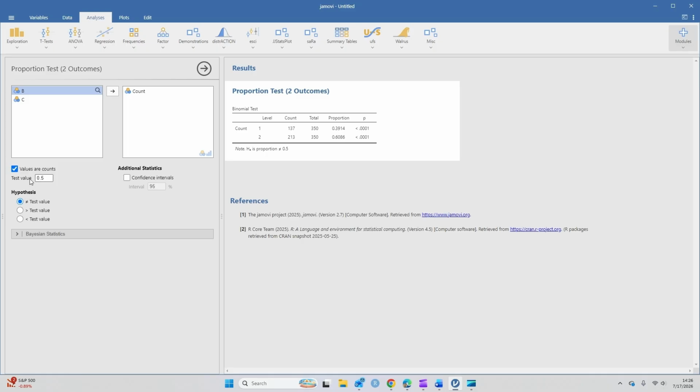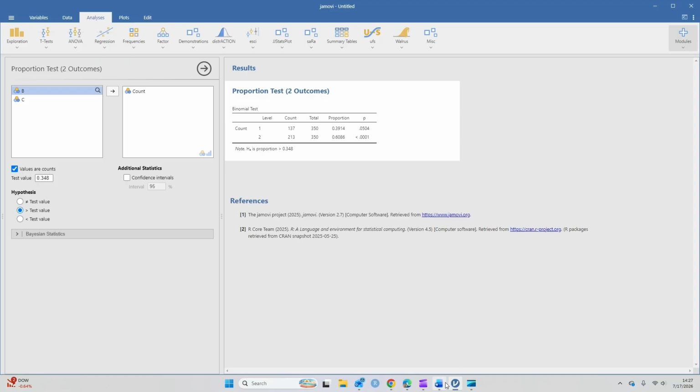And then what I need to do is change this test value. This test value needs to be the 348 proportion. And then I need to change my hypothesis to greater than. And when I do that, I get a p-value of 0.504, which is slightly above my level of significance. And so I would not reject.